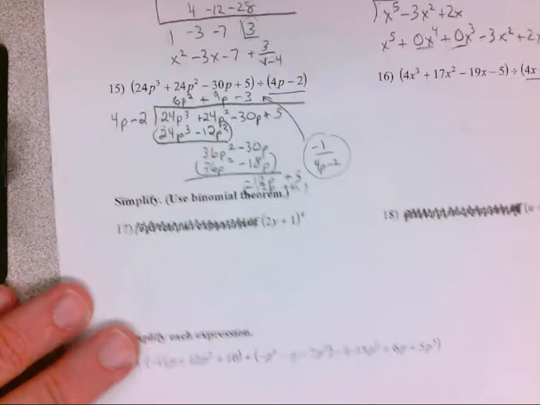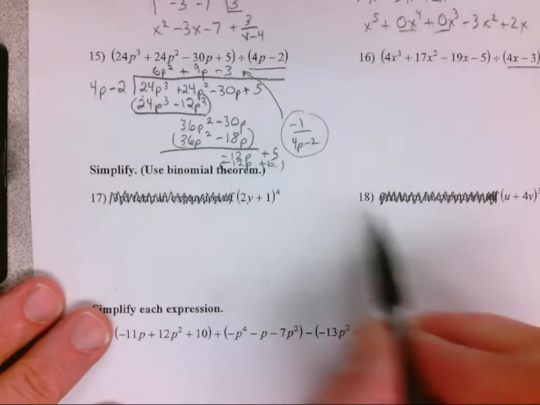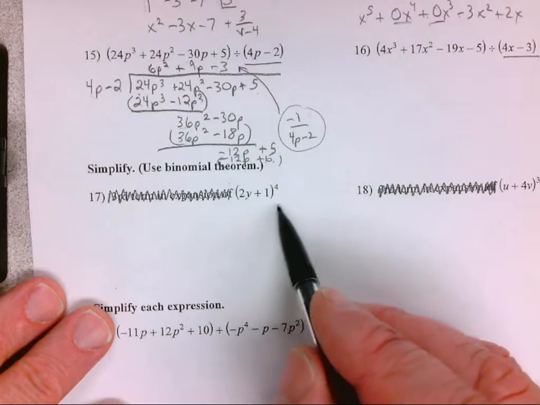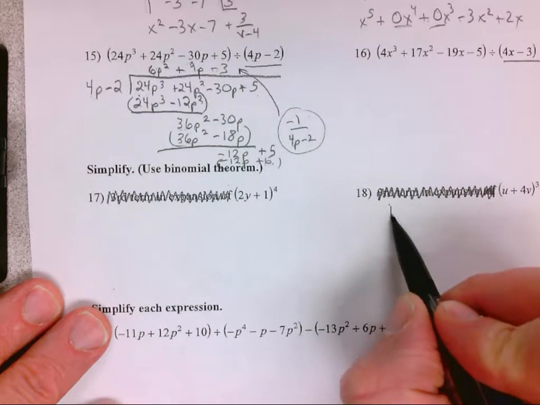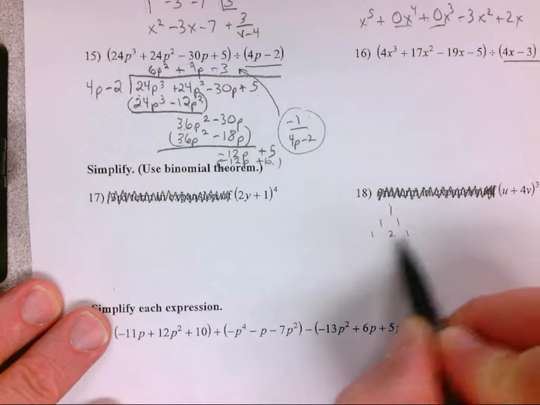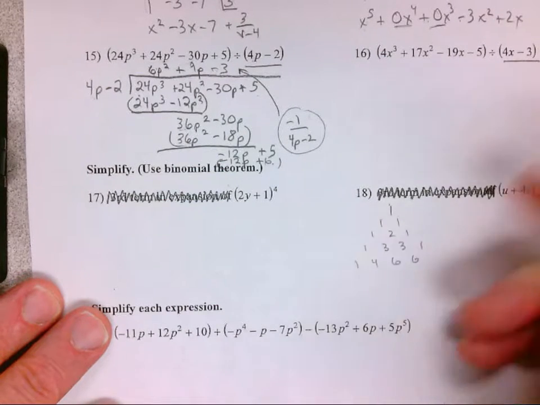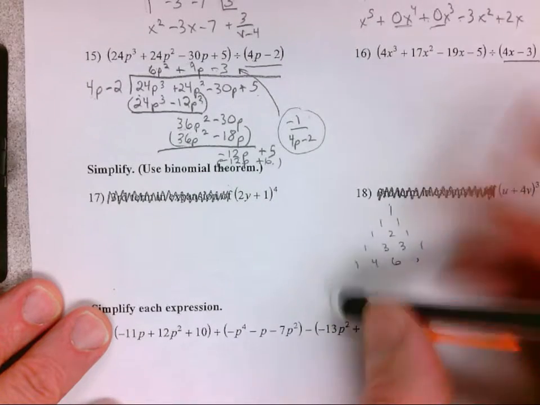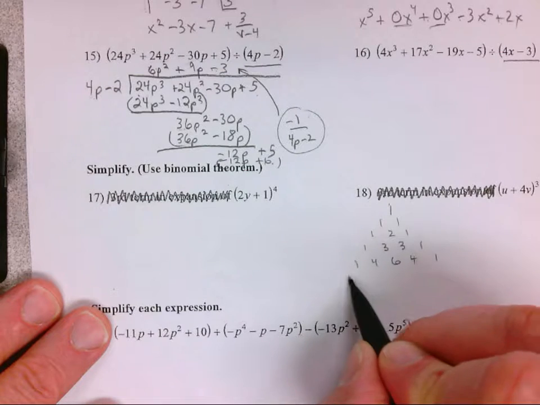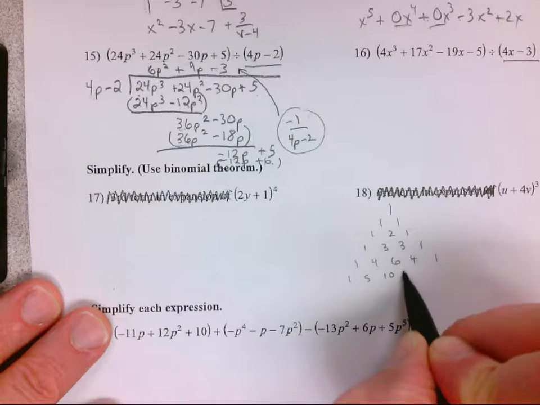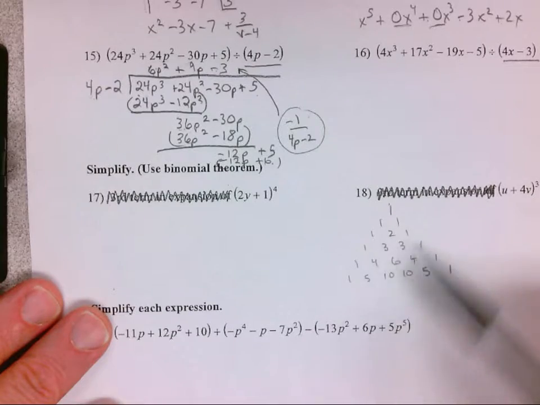Last one I'll do is a binomial expansion. So either one of these is fine. We'll do the 2y plus 1 to the 4th. So I'm going to get Pascal's triangle on here. Remember that every number is the sum of the two numbers above it. Or you can write patterns if you want to write diagonal, whatever.